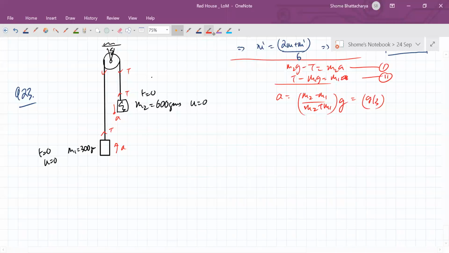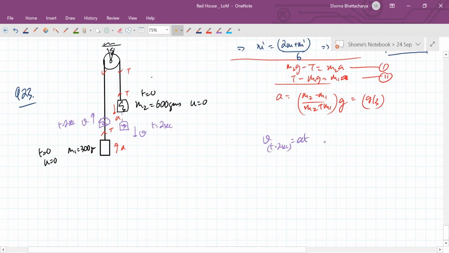Okay. Now from here, after 2 seconds, let's say this block is here and this block is here. So these have velocities like this at t equal to 2 seconds. So velocity at t equal to 2 seconds is just at, because it started from rest. So it is 2 by 3 g. Okay, but in meters per second, right? So you take g as 9.8 by 3. This is 2 into 9.8 by 3 meters per second.